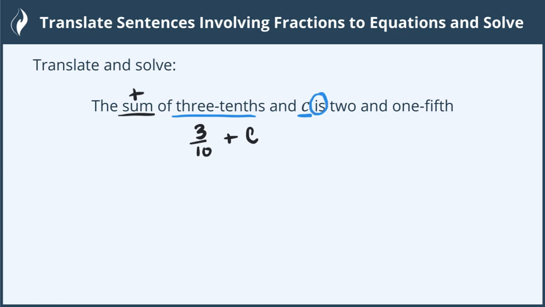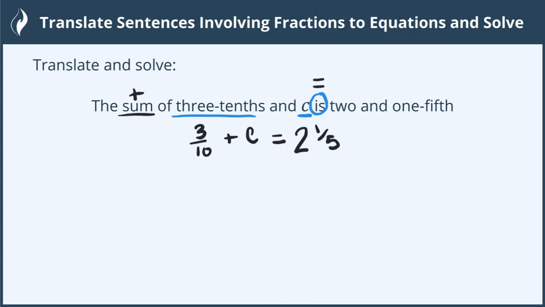Is. Whenever I see the word is, this translates to the math symbol equals. So 3/10 plus c equals. And on the right-hand side, it tells us it's 2 1/5. That's a mixed number, 2 1/5. There we go. We've done the first part, which is translate.